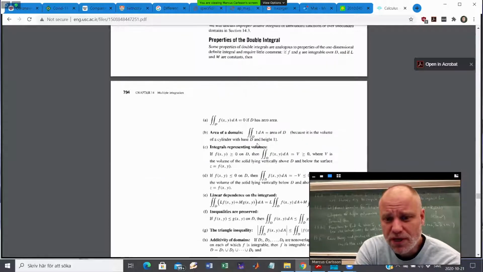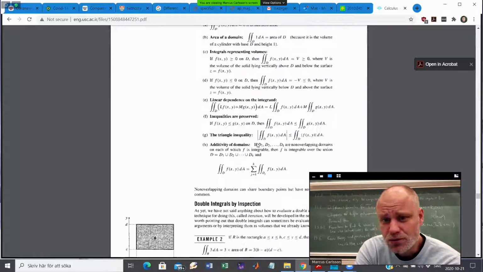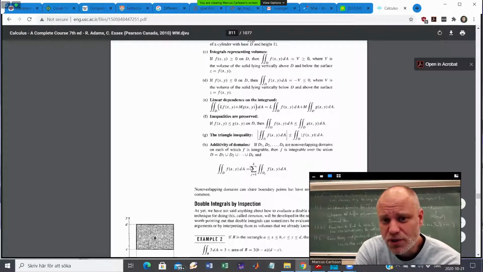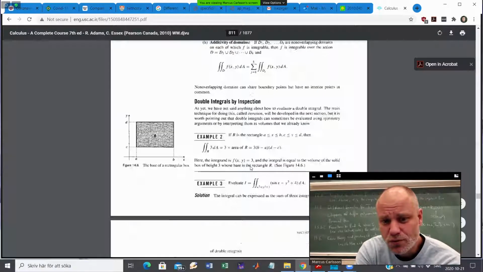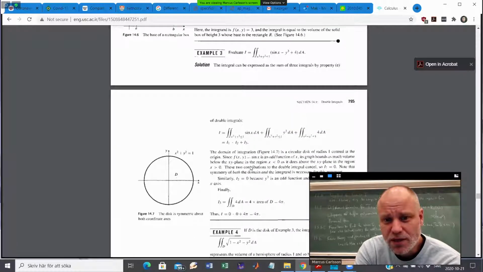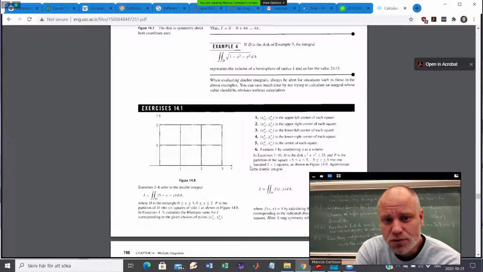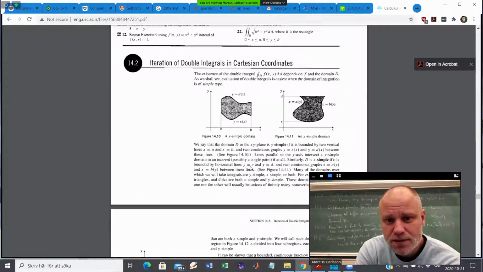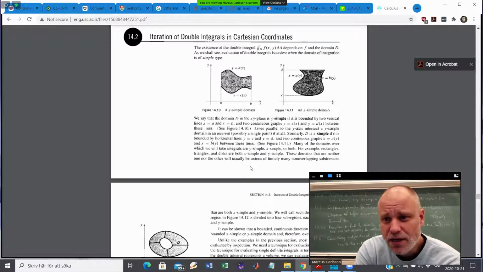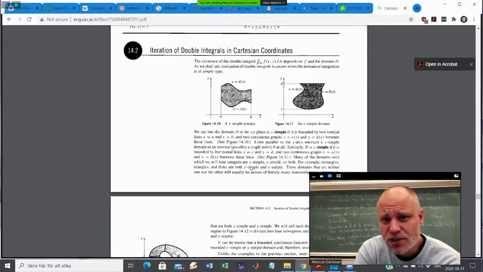But of course, the main important thing is to know how to compute integrals, and especially here also the triangle inequality. The rest of the computational rules here are very straightforward, but the triangle inequality is important to know. Okay, and then we come to iterated integration.